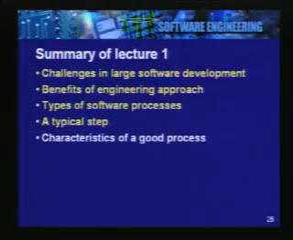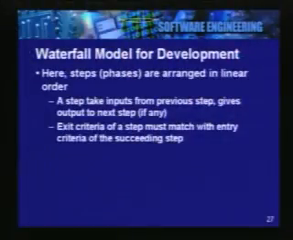Then we also saw characteristics of good processes, and one of the most important characteristics was that it should be predictable, it should be well defined, it should be repeatable. These are important characteristics of a good software process. So this is primarily what we focused on in the first lecture, and towards the end we began to look at the waterfall model for software development. We briefly introduced this last time.